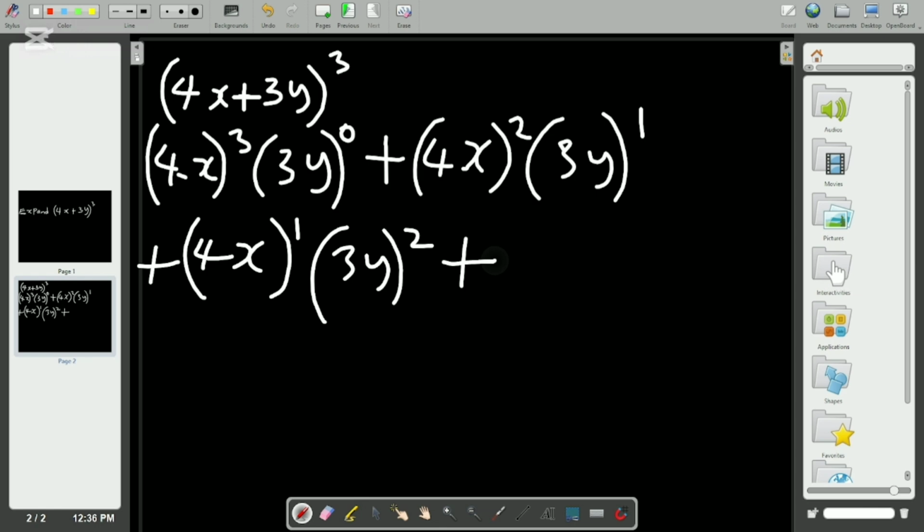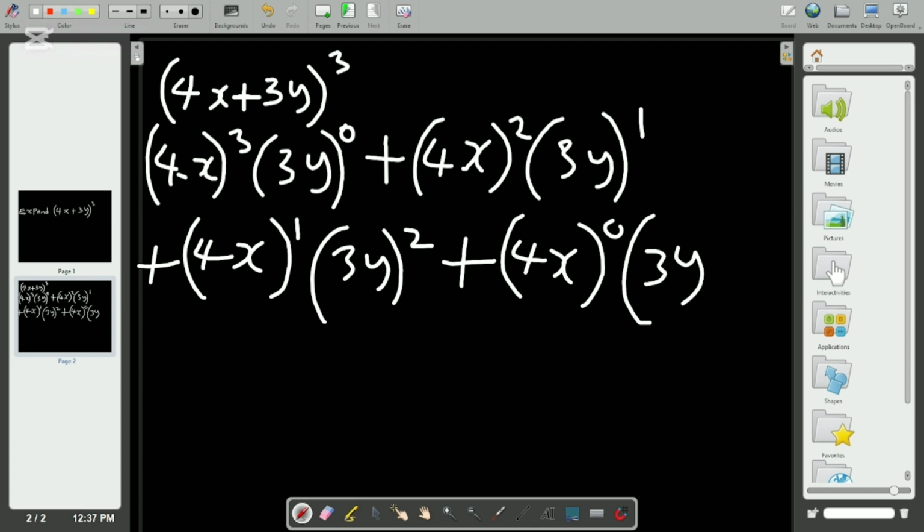Then plus 4x all raised to the power of 1. This 1 will reduce to 0, so this will now be 0, times 3y all raised to the power of 2, which is going to increase here to 3, so raised to the power of 3 here. So this is what you have.